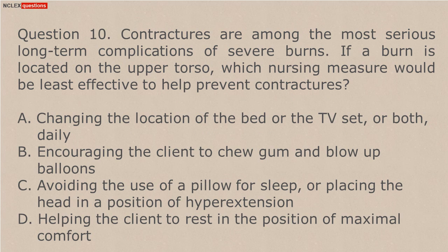Question 10. Contractures are among the most serious long-term complications of severe burns. If a burn is located on the upper torso, which nursing measure would be least effective to help prevent contractures? A. Changing the location of the bed or the TV set, or both, daily. B. Encouraging the client to chew gum and blow up balloons. C. Avoiding the use of a pillow for sleep, or placing the head in a position of hyperextension. D. Helping the client to rest in the position of maximal comfort.